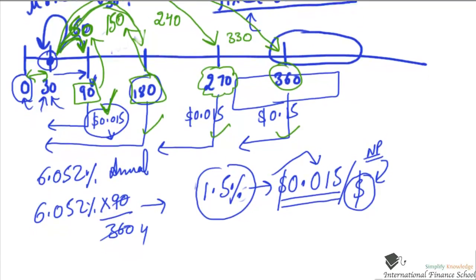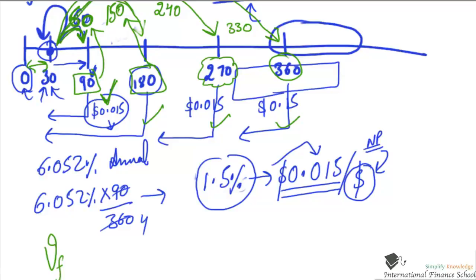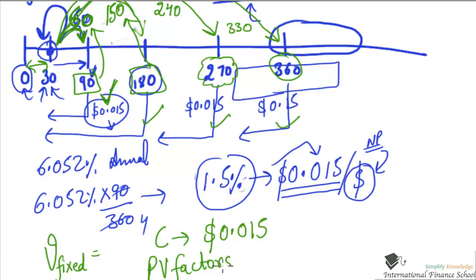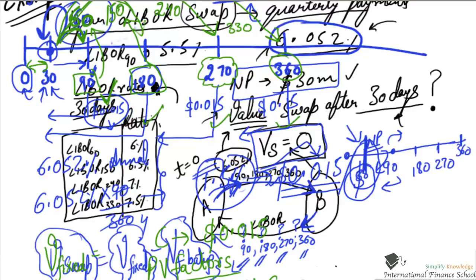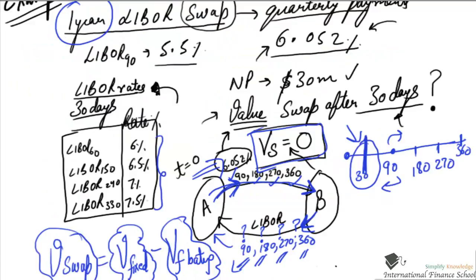So let me compute the present value of the fixed coupon bond, where I know the coupon per dollar of notional principal is $0.015, and to compute the present value I must know the present value factors. The present value factors depend on the yield curve, the LIBOR yield curve. It depends on the LIBOR yield curve on the 30th day, right? So let's go back and see here. Now this is the LIBOR. Now these are the LIBOR rates at the 30th day.